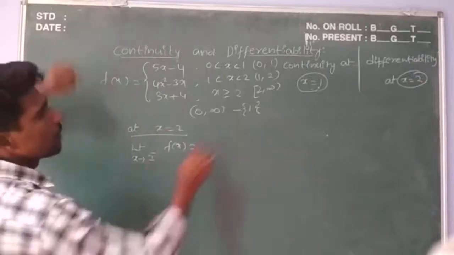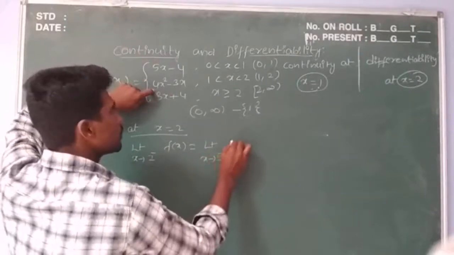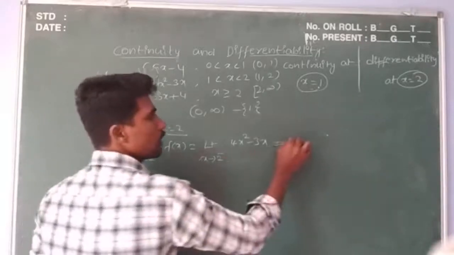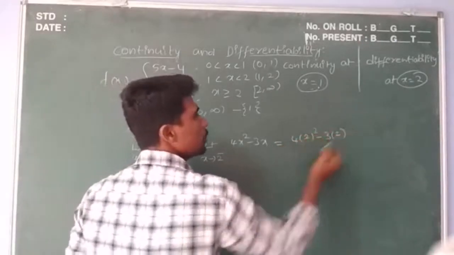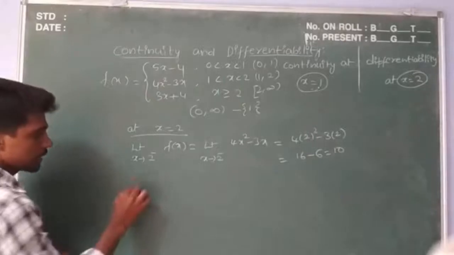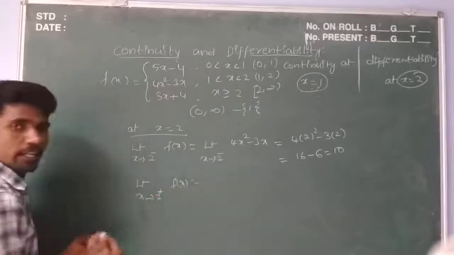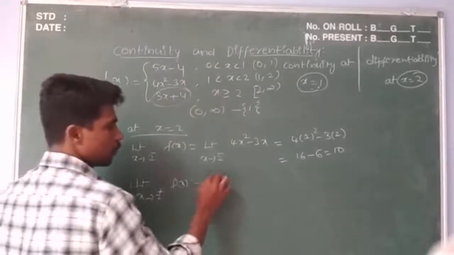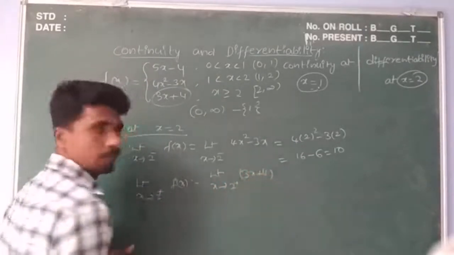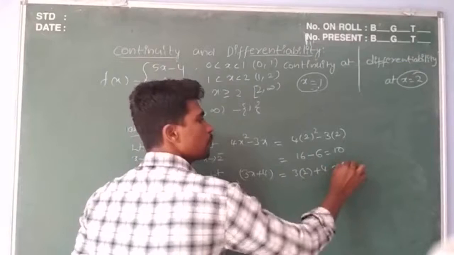For 2 minus the function is 4x square minus 3x. Limit x tending to 2 minus 4x square minus 3x, which is equal to 4 into 2 square minus 3 into 2, 4 4s are 16 minus 6, which is equal to 10. Next, limit x tending to 2 plus f of x. For more than 2, the function is defined as 3x plus 4. So limit x tending to 2 plus 3x plus 4. Now substitute the value: 3 into 2 plus 4, 6 plus 4, 10.